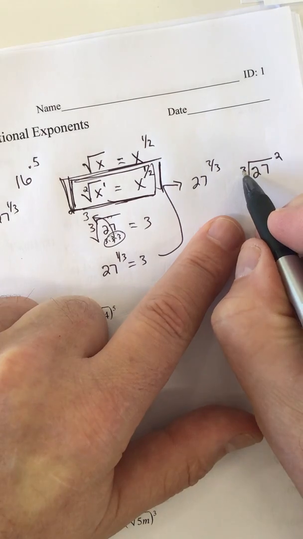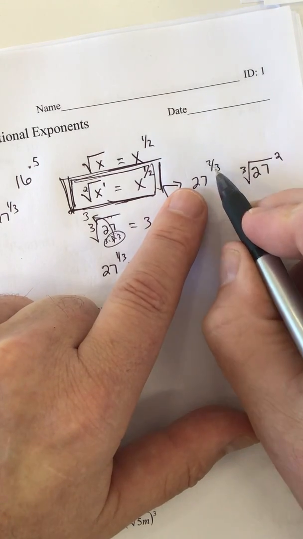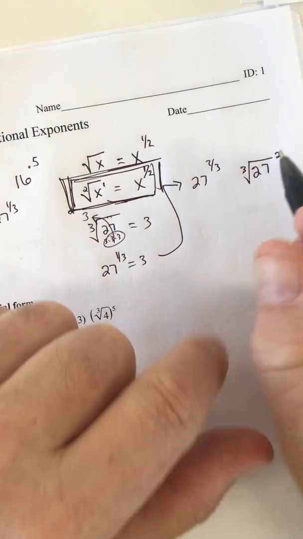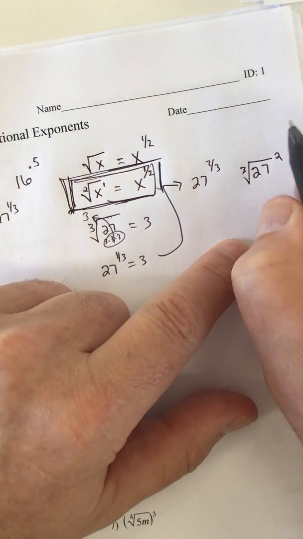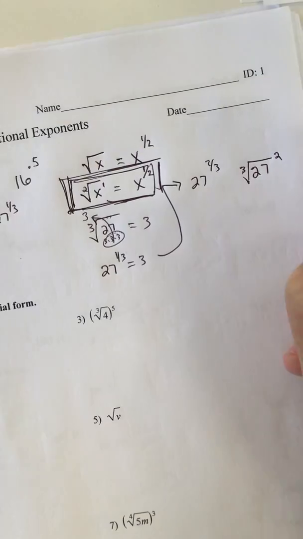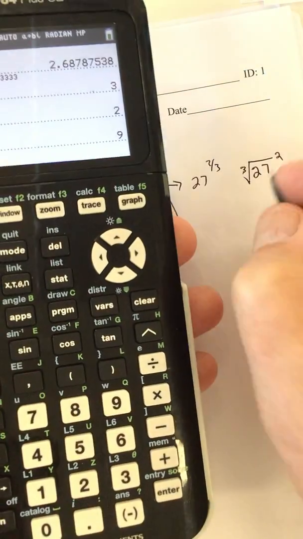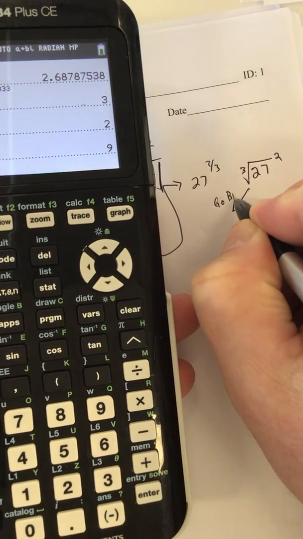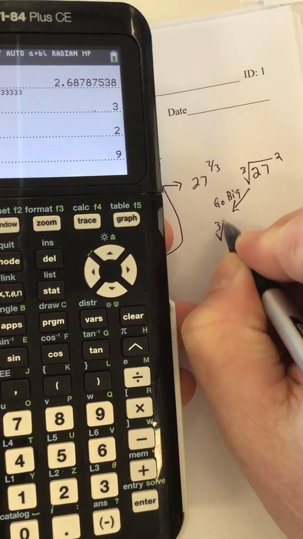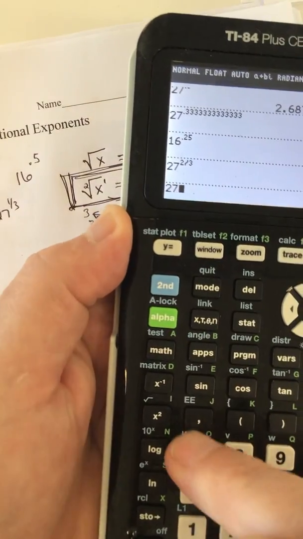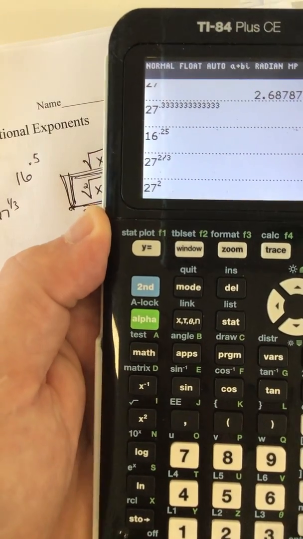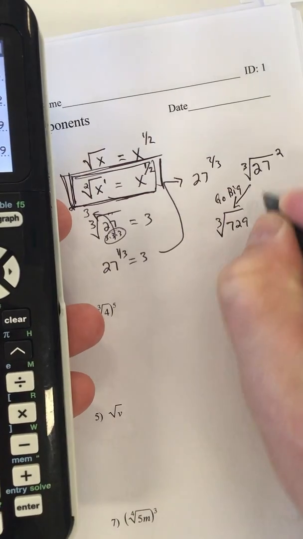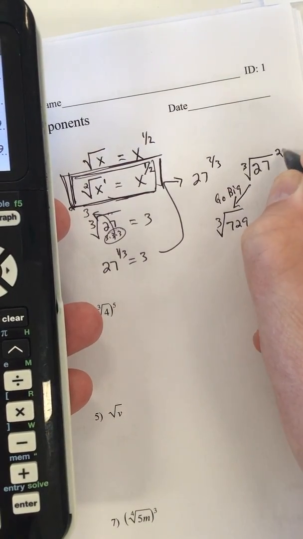Now, this is an exponent and this is an exponent. In order of operations, multiplication and division are tied, so it doesn't really matter which one of these you do first. We could do the squaring first. So if I do the squaring first and go big, I'm going to do the square first. 27 squared is 729. See, I just did the power, I did the exponent first.